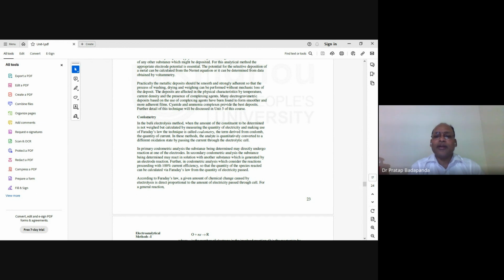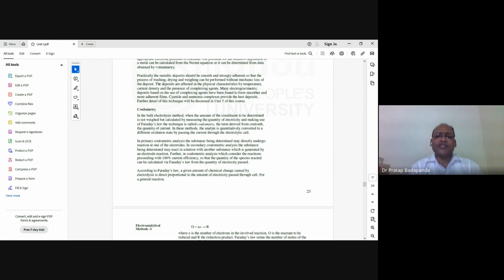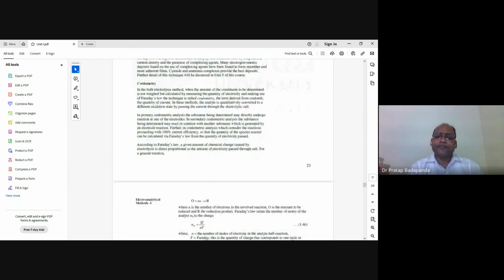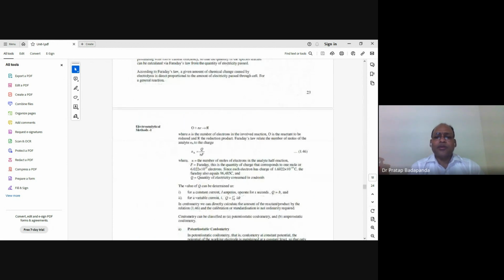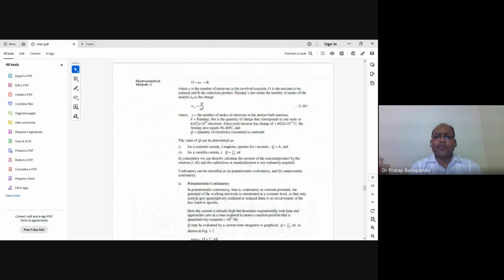The term is derived from coulombs and the quantity of current. The coulomb means the amount of current. So that is why it is called the coulometry method. You have to go through this one. There is nothing else.